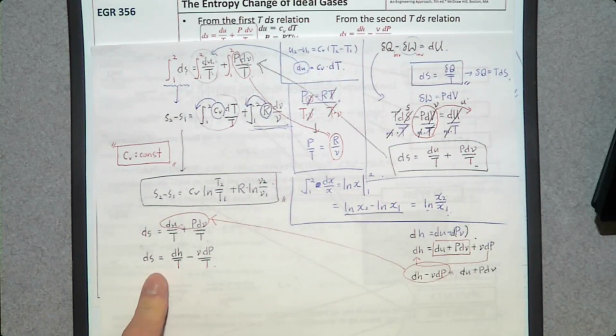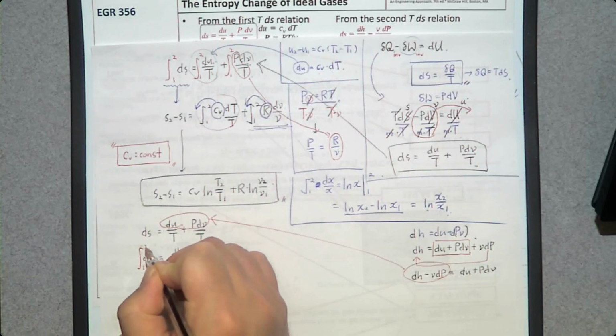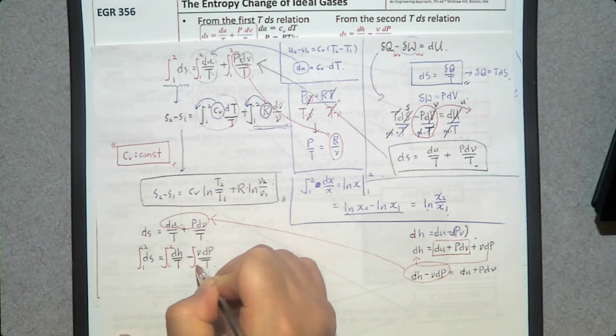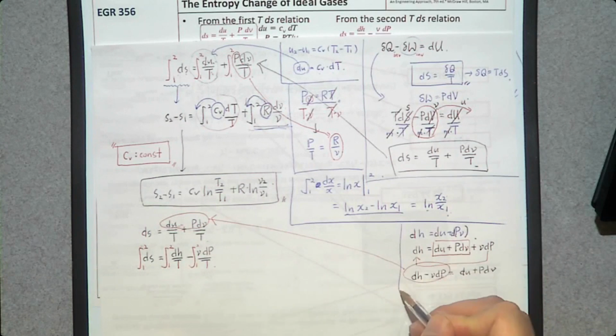Then, can you solve this one? Yes, you need to integrate again from the initial state number 1 to the final state number 2. So let's do that. Then, can you integrate this one? Well, it depends. If we know the relation between T and H, then we can integrate that. What is the relation between T and H?